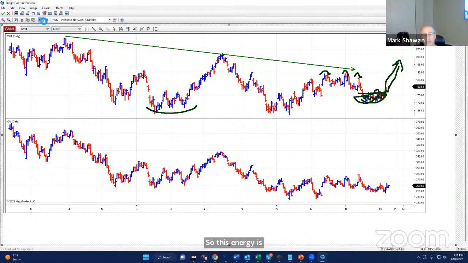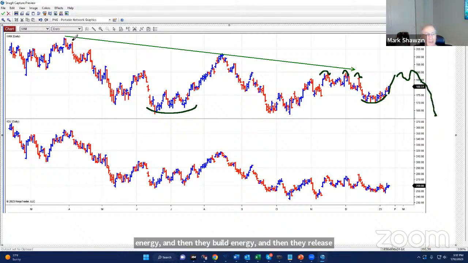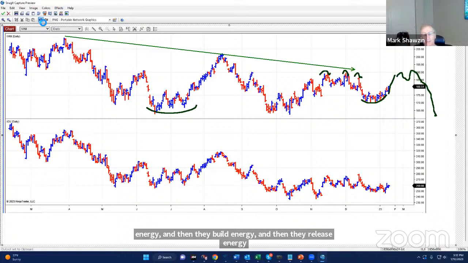So this energy is unleashing to the upside. I think of the market in terms of energy flow. The markets build energy, and then they release energy. And then they build energy, and then they release energy. And it's just this catch and release on a constant basis.